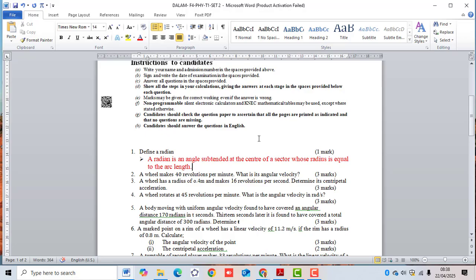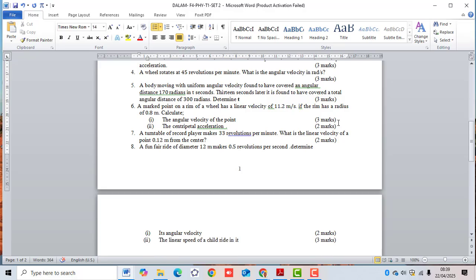Because remember that a sector is a region bounded by 2 radii and an arc. And remember that an angle is formed by intersection of 2 lines. The region that the arc swept in between the intersection of 2 lines, that's referred to as our radian.